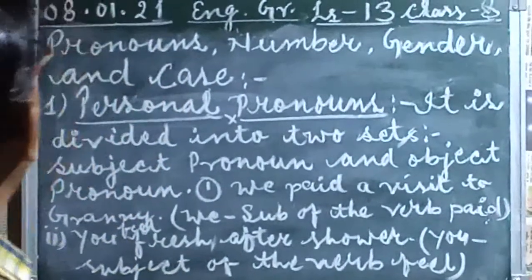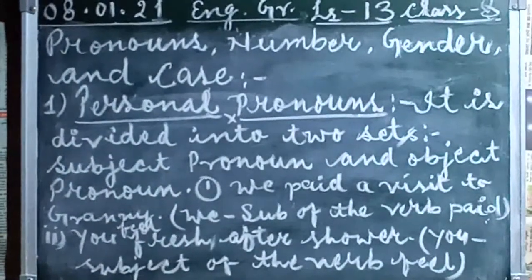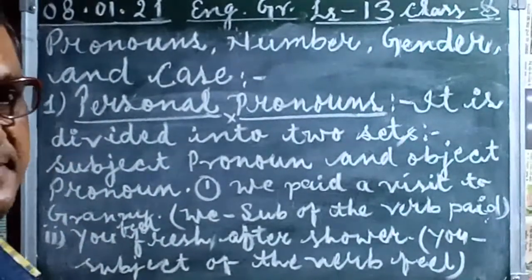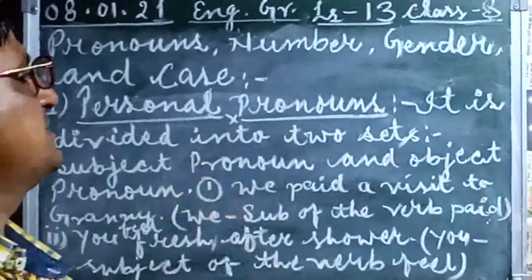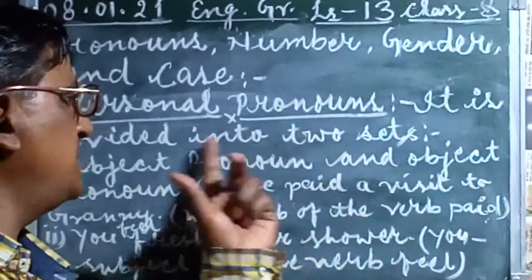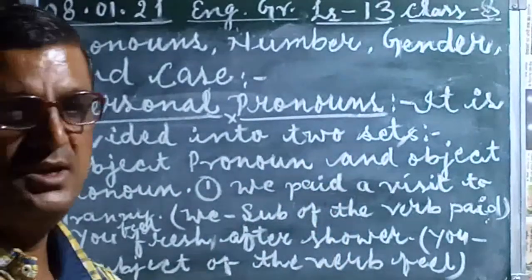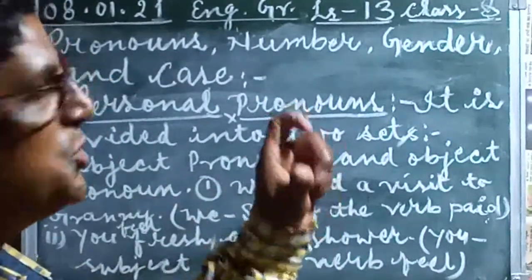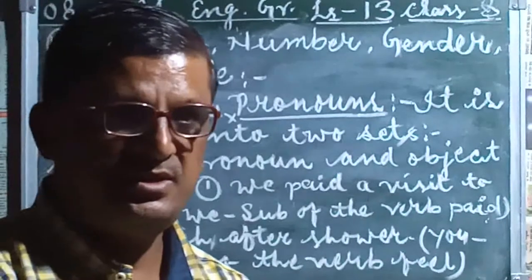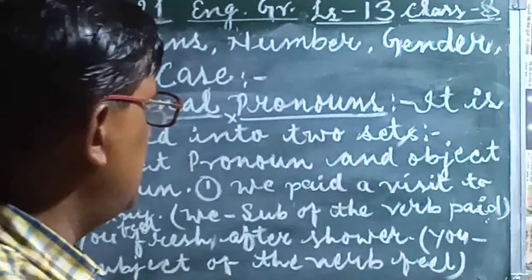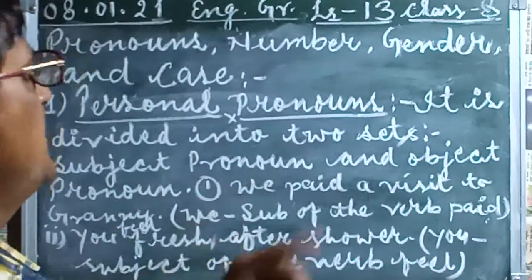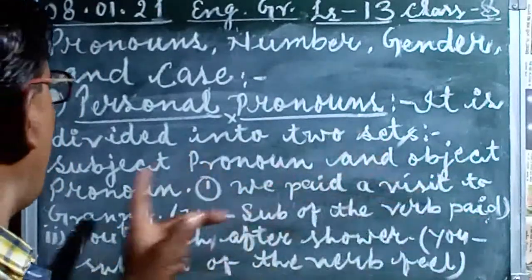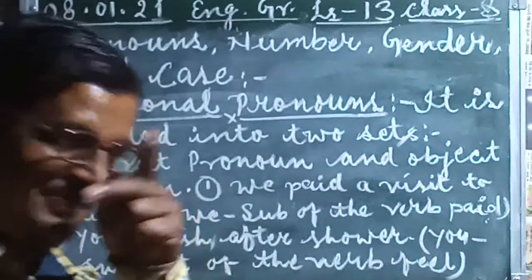Now I am taking, children, this personal pronoun. It has been divided into two sets, which means two types. First, we are taking the subject pronoun, and second, the object pronoun.